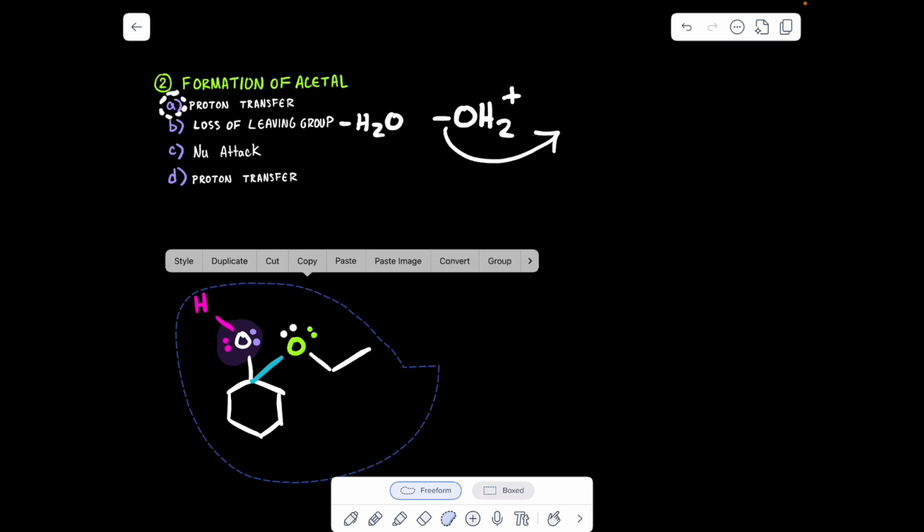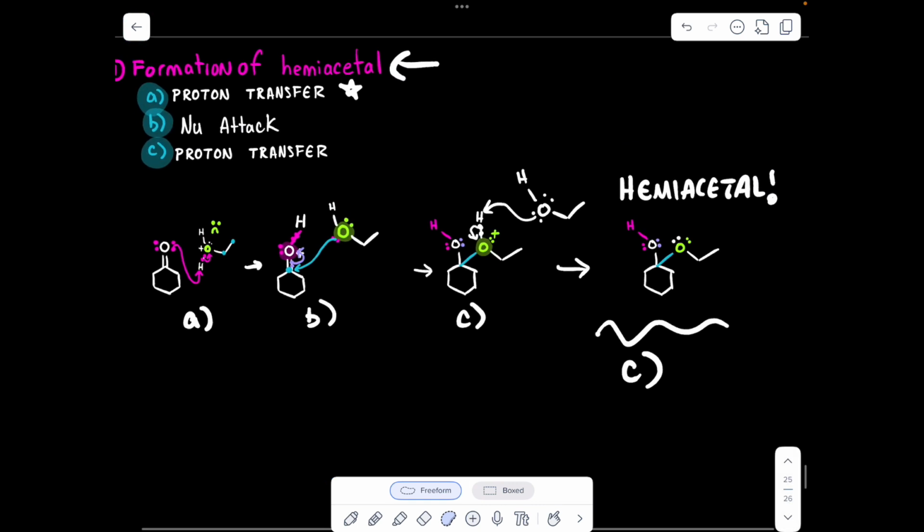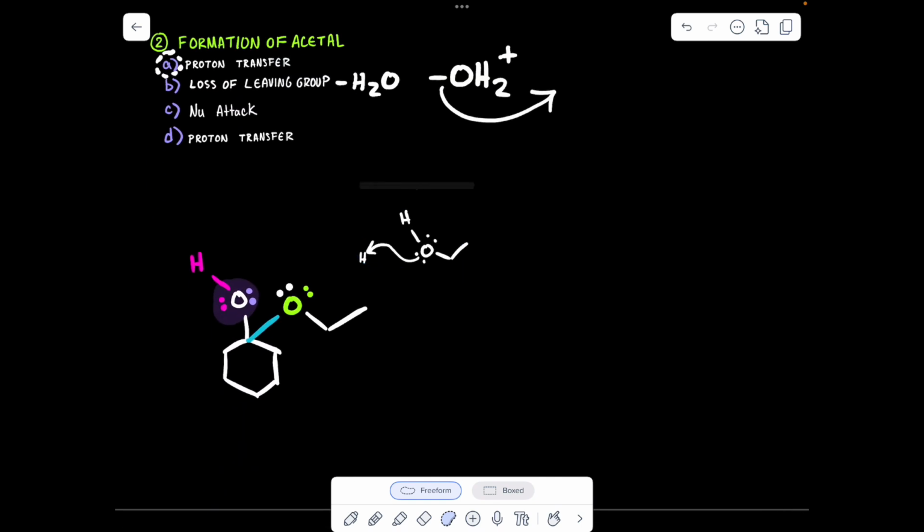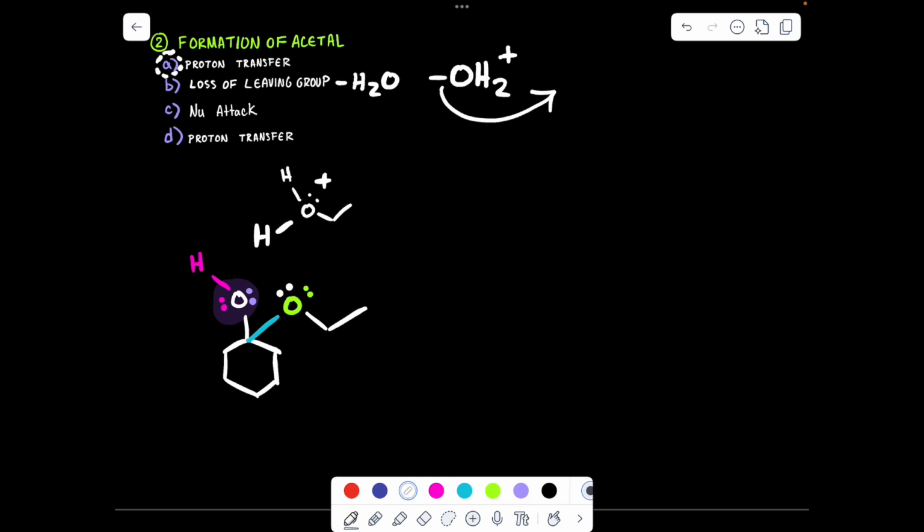Who is it going to grab a proton from? Well, remember, this guy grabbed a proton. Another alcohol became protonated. So we have a proton source, O plus. So this O is going to take one of its lone pairs and go 2 in, 2 up onto the oxygen. And what do we get?